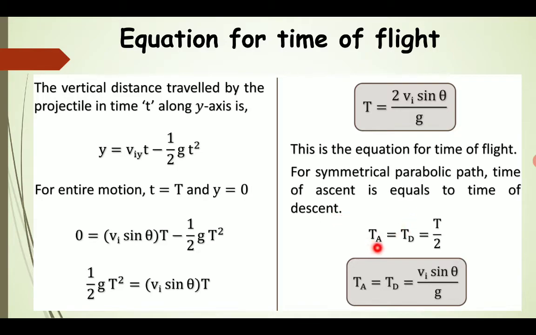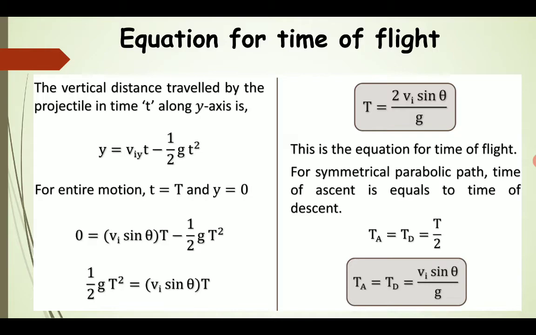So we have this: the time of ascent is equal to the time of descent because of the symmetry of the parabolic path, and we conclude that both are equal to T by 2. So from this formula, the time of ascent or descent is equal to v_i sin theta upon g. Here we have the relation for the time of flight for a projectile motion.